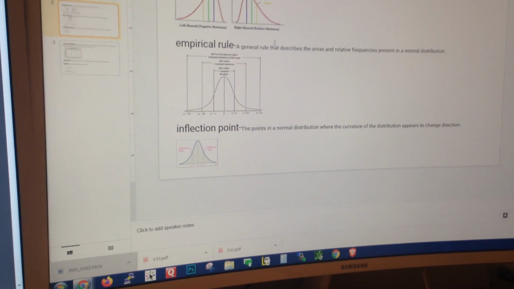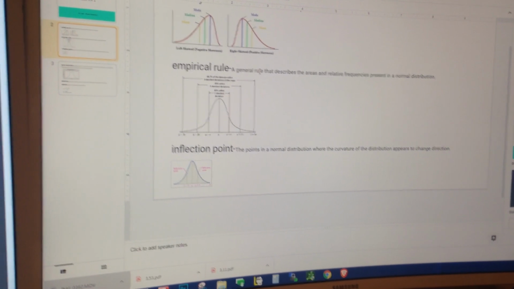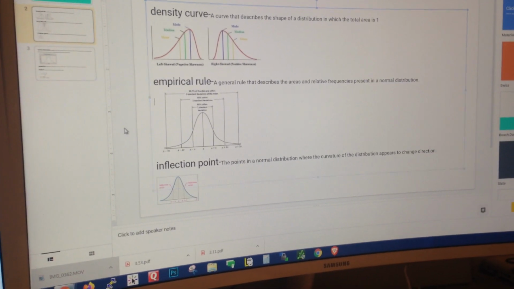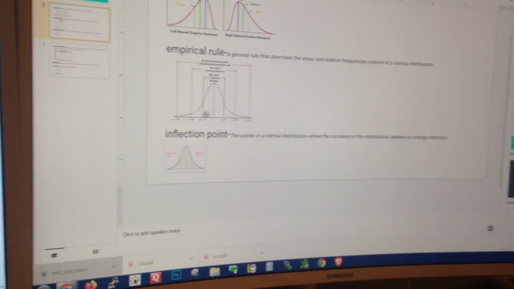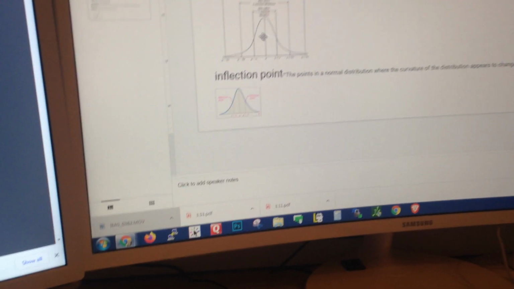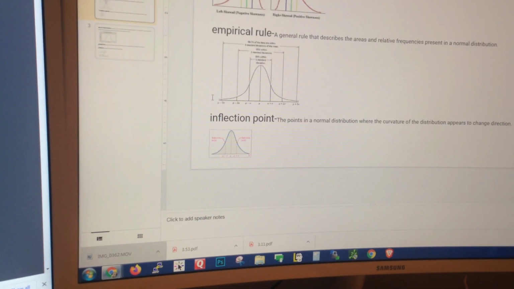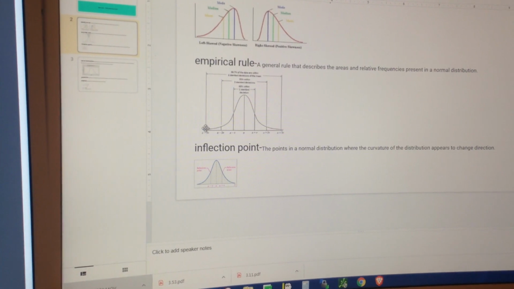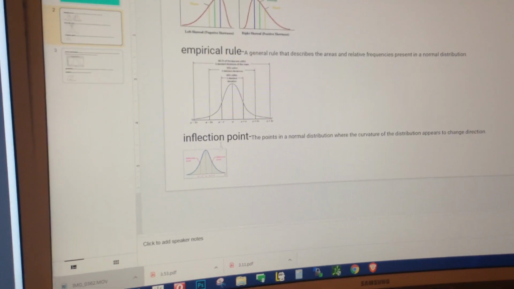And so the empirical rule is a general rule that describes the areas and relative frequencies in a normal distribution. So for example, this is a density curve, but this is a normal density curve. And it also happens to be one that follows the empirical rule, which is, so this is 68 because both of these are 34, and it gives percentages for each of the standard deviations that go out. Just kind of like as a general rule of thumb, it can be really helpful. And I know a lot of the problems ask you to specifically use the empirical rule.